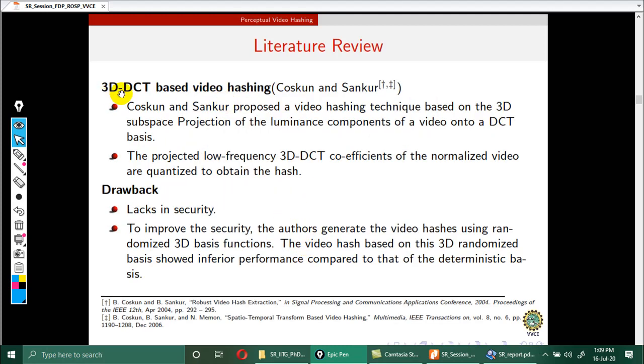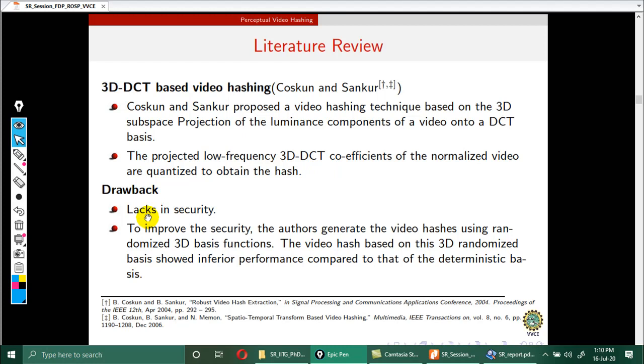The next algorithm is a three-dimensional discrete cosine transform based video hashing by Coskun and Sankur. Coskun and Sankur proposed a video hashing technique based on the three-dimensional subspace projection of the luminance components of a video onto a DCT basis. So they treated the entire video as one single entity. They applied a three-dimensional discrete cosine transformation on the luminance components of the video. Now, once you have the transform domain coefficients, they selected the low to mid frequency coefficients, quantized them, and generated the hash vector for a video.